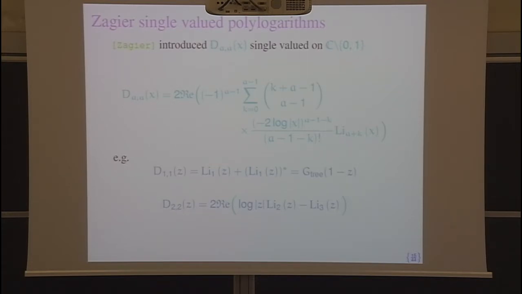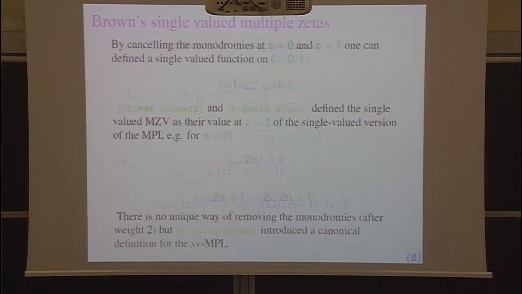There's no unique way; there's a choice in the way you kill the monodromies. But at the end, the definition of the single-valued multiple zetas is the same space over Q. What you get when you do the alpha prime expansion is a canonical definition given by Francis Brown, and it turns out that string theory picks exactly the definition by Francis Brown. There's no unique way to kill the monodromies, but whatever you choose is not going to affect the following.